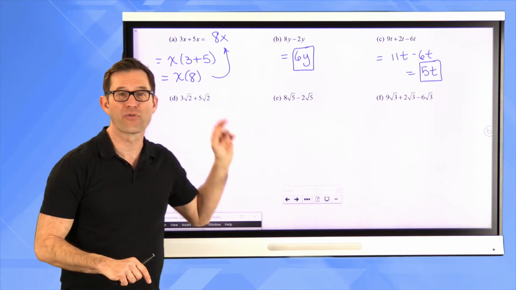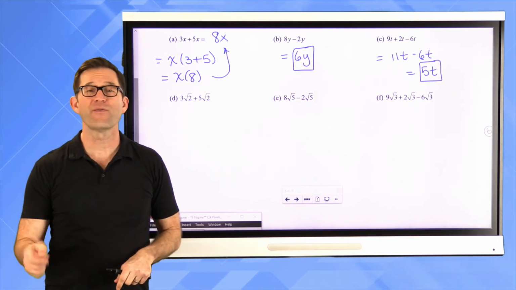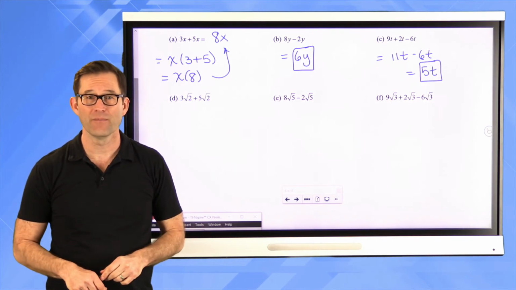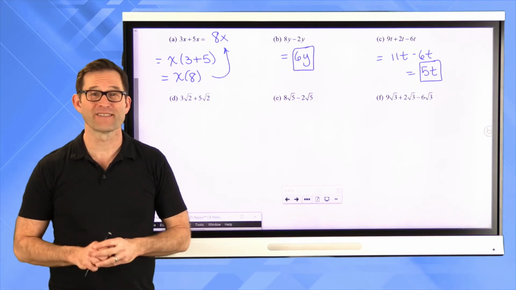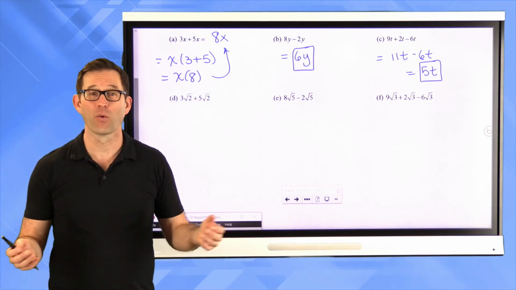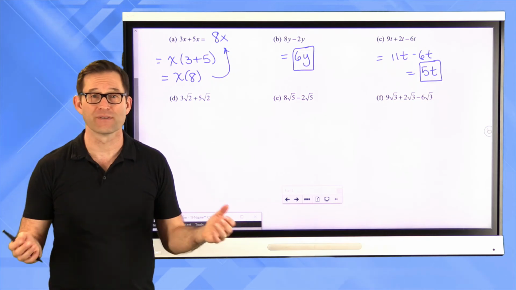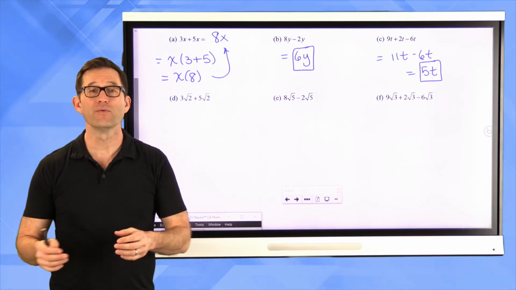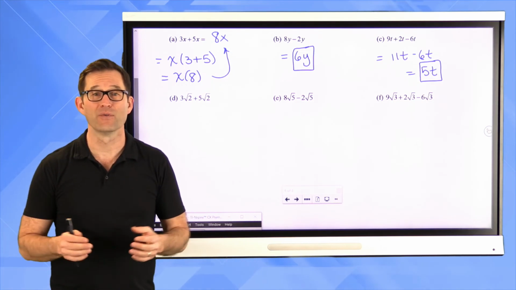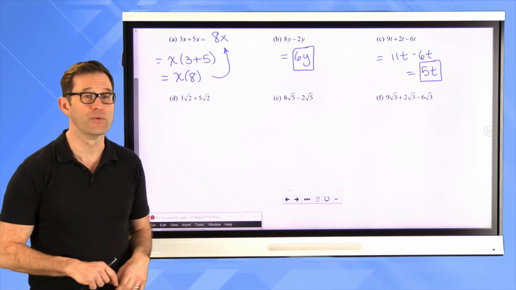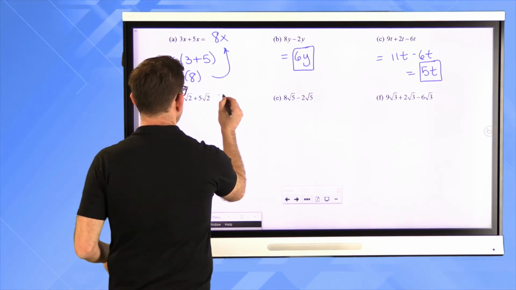Now, what is 3 root 2 plus 5 root 2? Well, if I have 3 oranges and I add 5 oranges, I have 8 oranges. If I have 3 root 2's plus 5 root 2's, I have 8 root 2's. That's what I have.